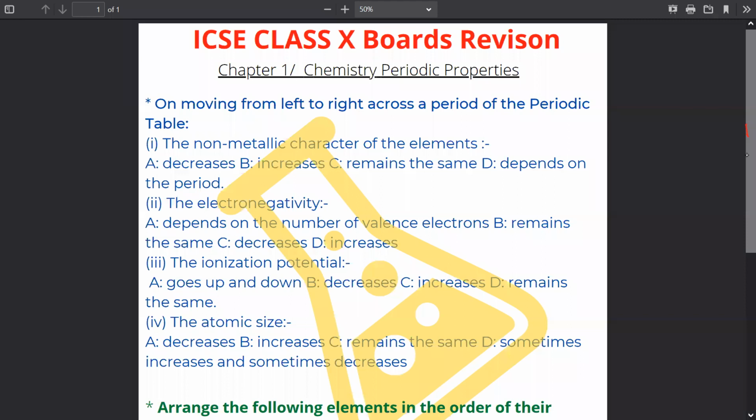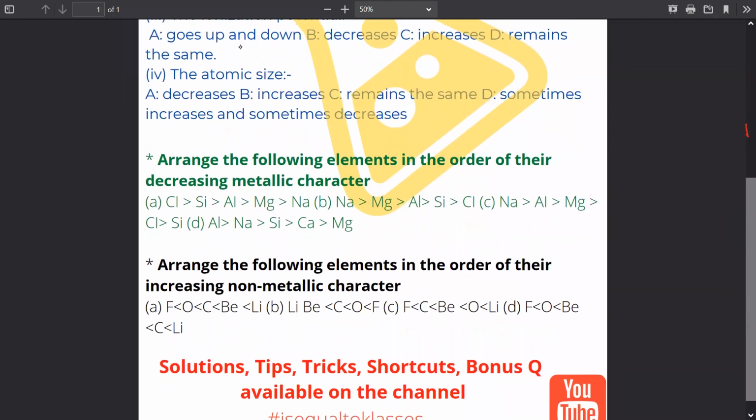All right, now moving on to the second question: arrange the following elements in the order of their decreasing metallic character. We have to note the most metallic character in the given MCQ answers. The most metallic character would be Na, and the least metallic character would be chlorine. This asks for the order of decreasing metallic character, so from most metallic to least metallic. The correct answer would be B.